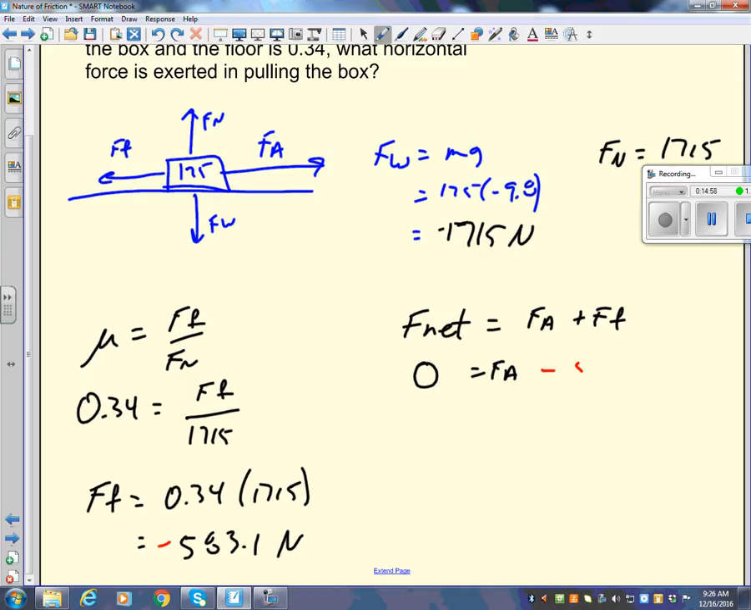So that's going to be minus 583.1, which means that the applied force is 583.1 newtons. Do you need all this step here, do you think? I think we're big boys and girls. I think we can go to that. Right? I think we can just do this and then just say the applied force is the same, right?